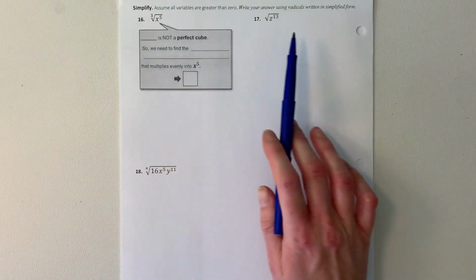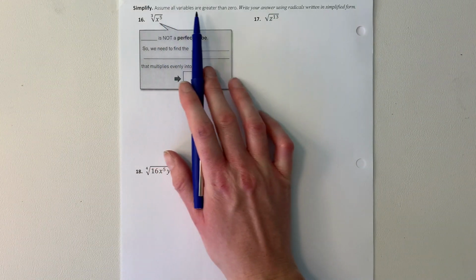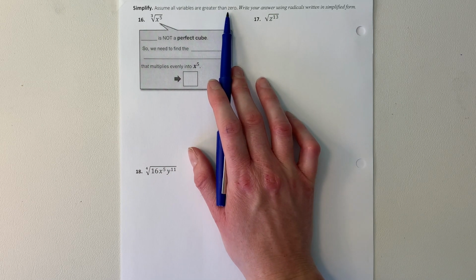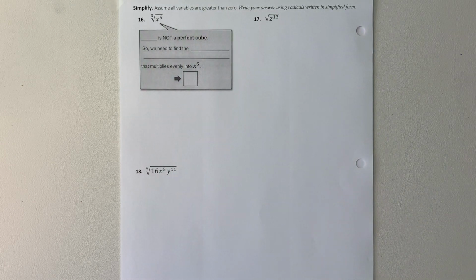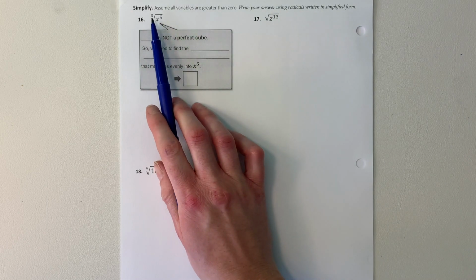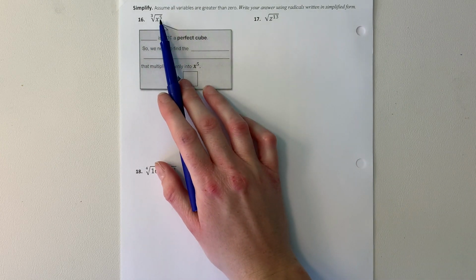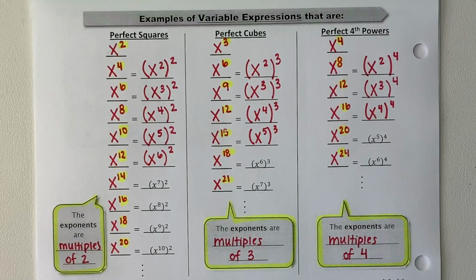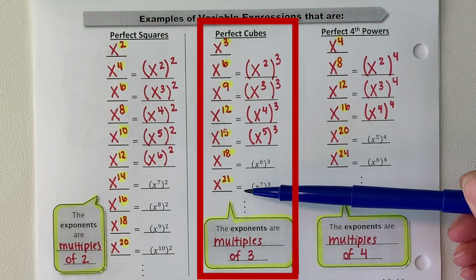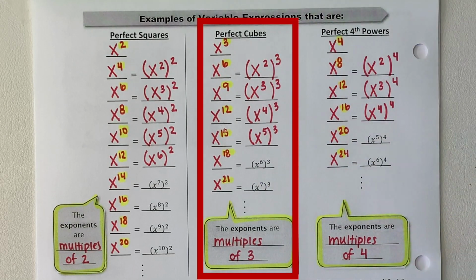So again, we're asked to simplify here, and we'll be able to assume that all variables are greater than 0, so we don't have to worry about using absolute value bars. So let's see. Here, this is a cubed root, so that means that we're looking for perfect cubes. So the first question we need to ask ourselves is x to the 5th a perfect cube? If we look back at this list, we'll see that x to the 5th is not in our list of perfect cubes.